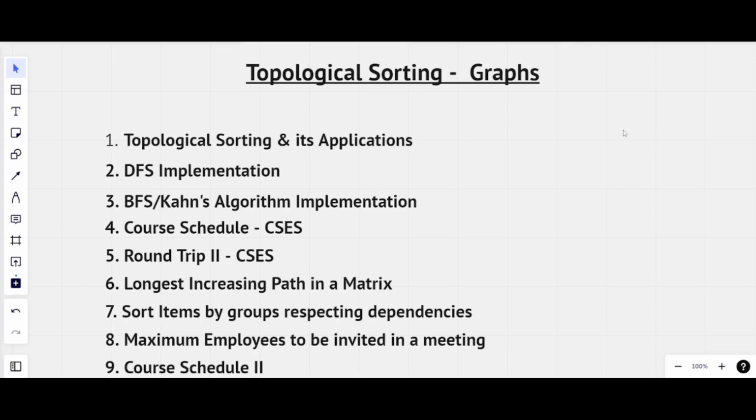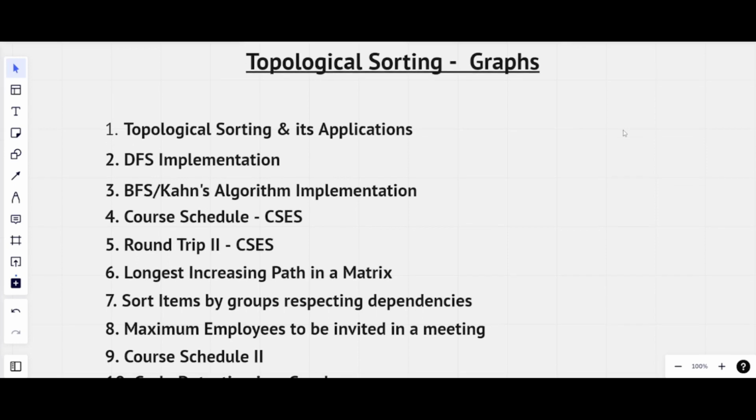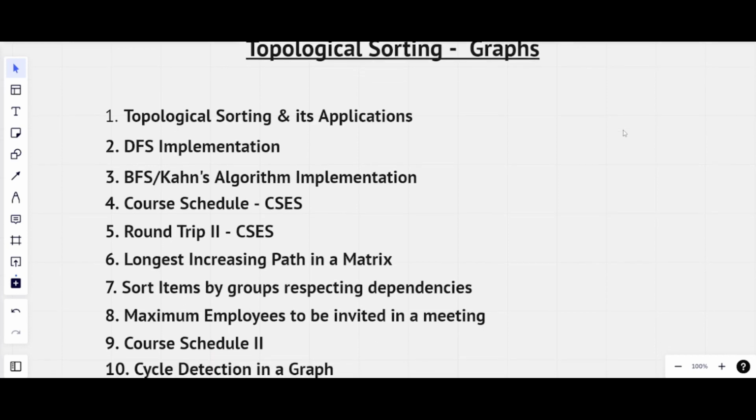Okay, so this is going to be the introductory video where I will be listing out all the topics which I'll be discussing in the upcoming videos. In the very first video I'll be discussing the topological sorting algorithm and its application, then its implementations, depth first search implementation and Kahn's algorithm implementation.